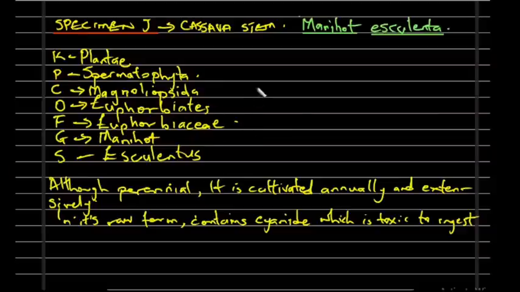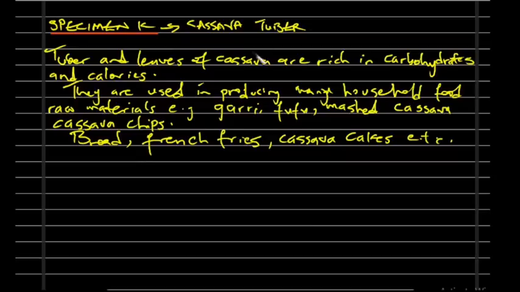And then when we look at the next one, which is the cassava tuber, the tuber and the leaves of the cassava are rich in carbohydrates and calories. They are used in producing a range of household food materials like garri, fufu, mashed cassava, cassava chips, and the rest of those. They are also used in producing bread, french fries, cassava flakes, and cassava cakes, etc. So you can use them in whatever form you choose.